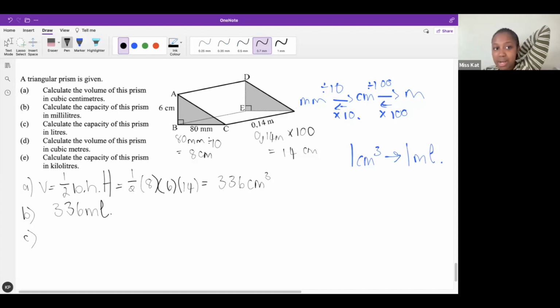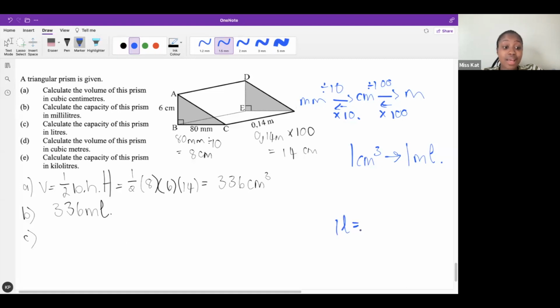Okay, C, calculate capacity in liters. I'm not sure if you guys know this one. 1 liter is how many milliliters? You should know this one. Yes, Setabile. Okay, let's hear. It's 33.6 liters. 33.6. Are you sure? Yes, ma'am, I'm sure. 1 liter is how many milliliters? Let's start there. Okay, so it's 3.36 liters.